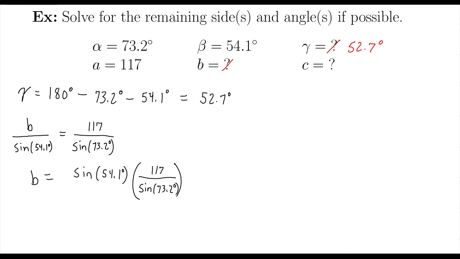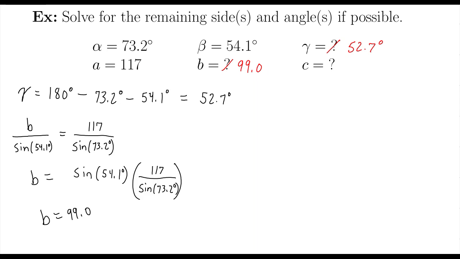Now I'll type that in my calculator as I see it, and that comes out to be 99. I'm going to round that off to 99.0. My general rule for rounding on these types of problems is if the side length is given to me as a whole number, I'm going to add 1 decimal. If I were given a single decimal, then I would add 2 decimal places, and so on. I like to add an extra decimal place than what's given to me. So that would be side B.